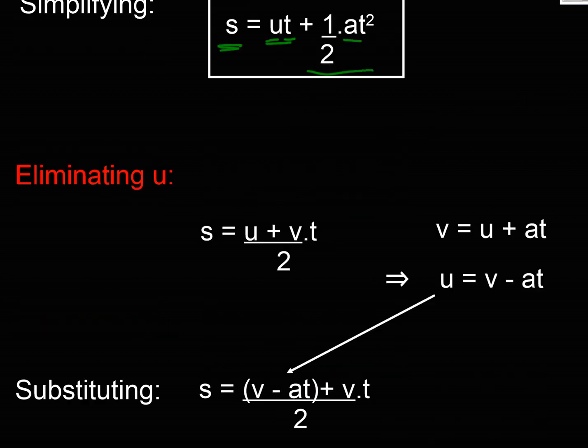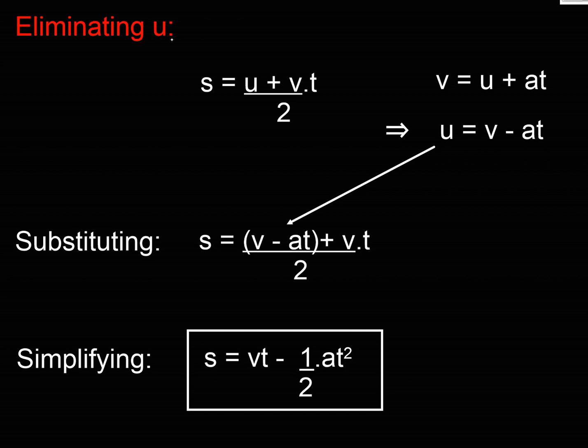Similarly, and less used, is what if I didn't know my initial velocity but I knew my final velocity? Well, my s formula is still the same. I could rearrange my v equals u plus at to get u as the subject, so that's going to be equal to v minus at, and I could substitute that into my s formula, and when I tidy up I've got s equals vt minus a half at squared. The distance is going to be slightly less. There we go.